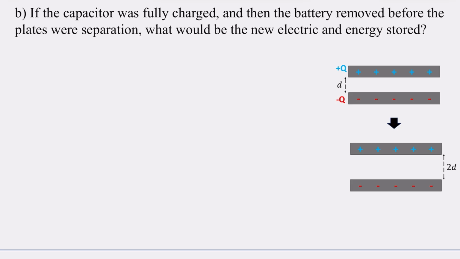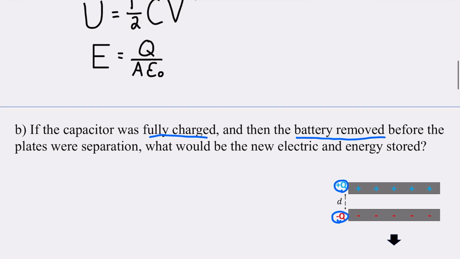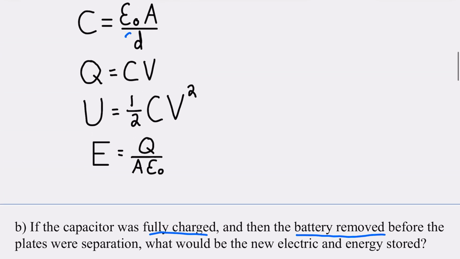Next, the capacitor is fully charged again, and then the battery is removed. In this case, the charge has nowhere to go, so the charge on each plate, Q, will stay the same, and all the other variables can change. For capacitance, that again will half when the plate separation is doubled. However, in this case, it's the charge that stays the same.